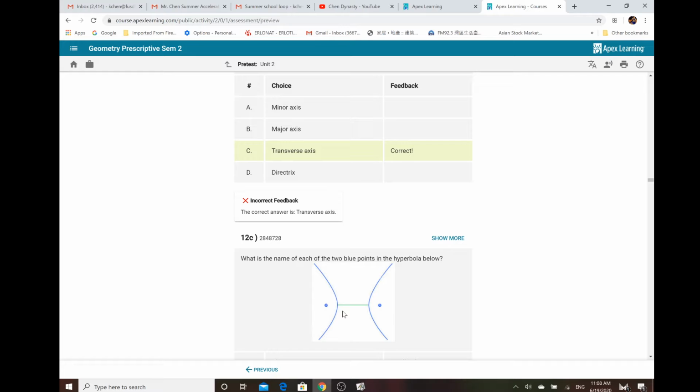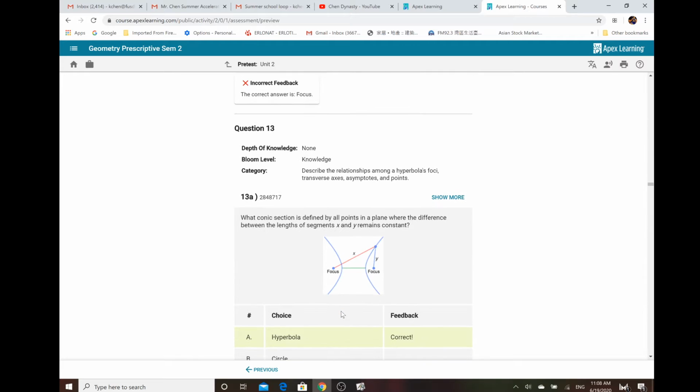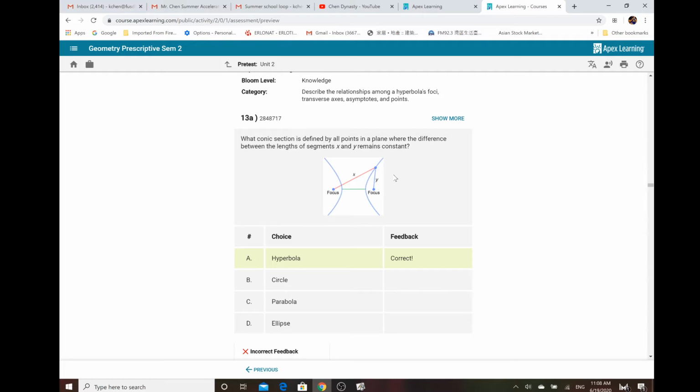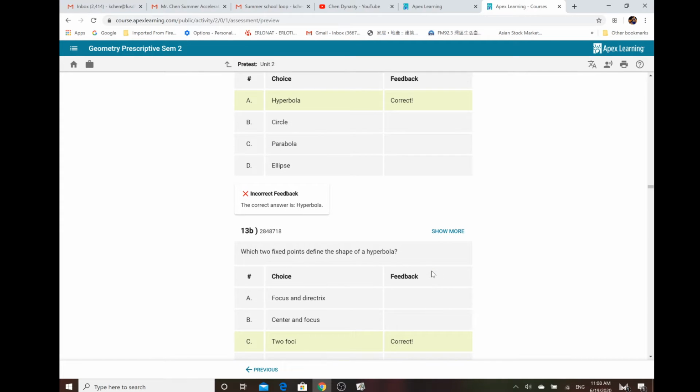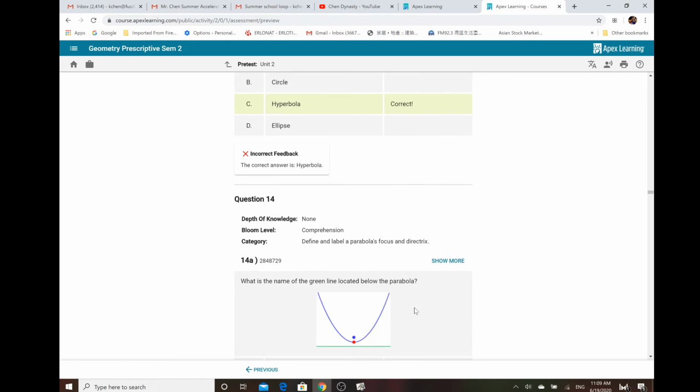So what's the name of each of the two blue points? Again, focus or foci. And what's the conic section? Well, the conic section is defined by all points in the plane where the difference between the lengths of the segments x and y remains constant. Obviously this one is the figure of a hyperbola. And which two fixed points define the shape of a hyperbola? The foci. And which of the following terms best describes the set of all points in the plane for which the difference between the distances from a given point to two fixed foci equals a certain constant? Obviously it's a hyperbola.